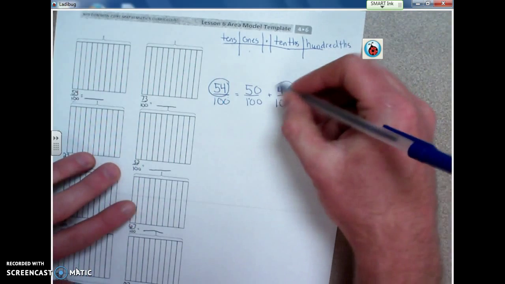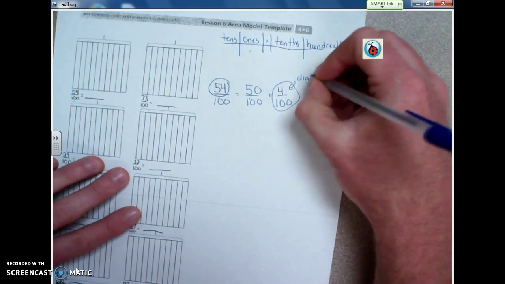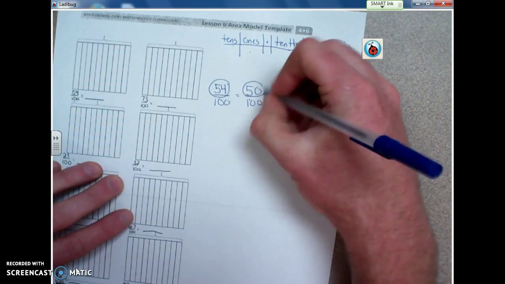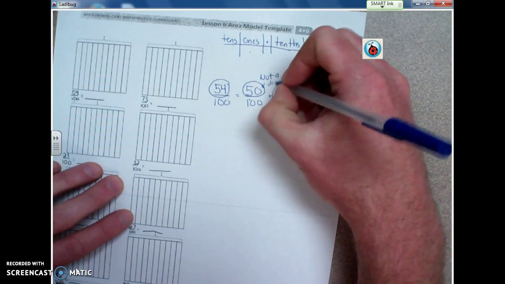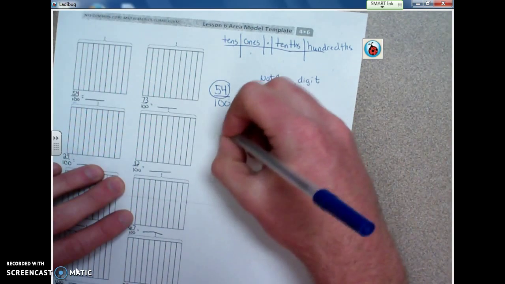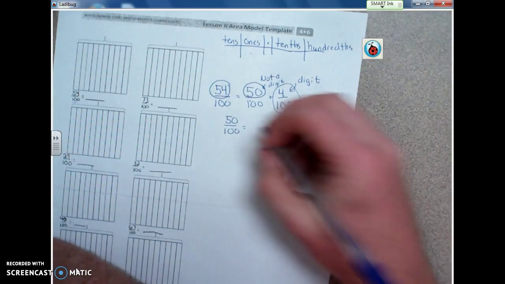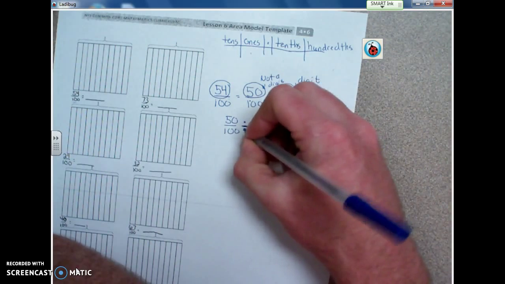So my goal is to have everything again be a digit. Right here I see 4 hundredths. This is a digit, so I'm good to go there. I've got a hundredth there. This though, this is not a digit. So I have to change my 50 hundredths. The way I'm going to change this, I'm going to do 50 hundredths, and I'm going to find an equivalent fraction.